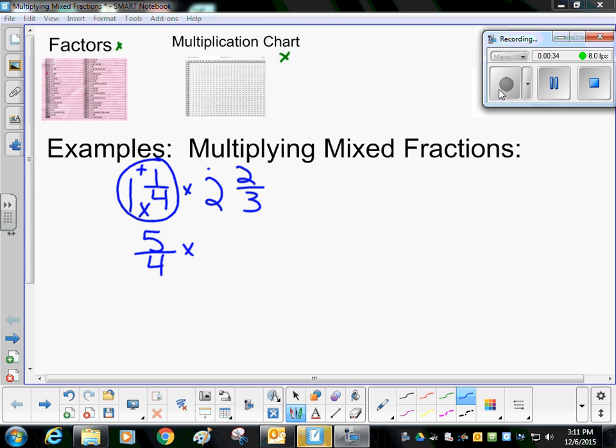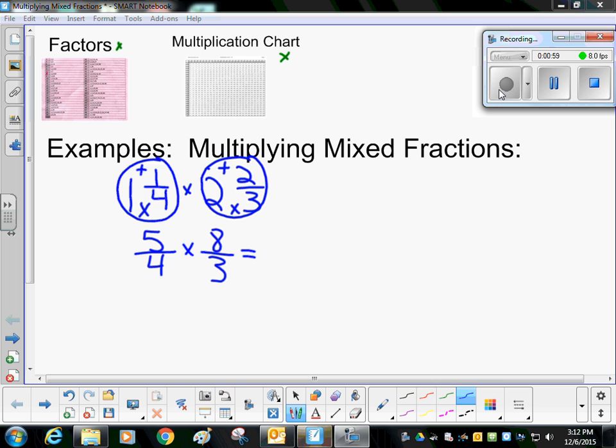Bring down my multiplication sign. 3 times 2 is 6, plus 2 is 8/3. I just renamed 1 1/4 to 5/4. I renamed 2 2/3 to 8/3. This is my new fraction that I'm going to be multiplying.